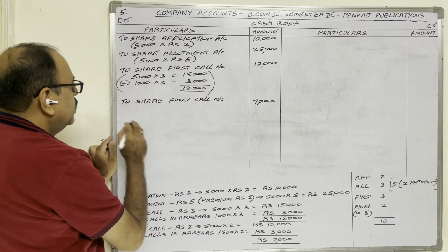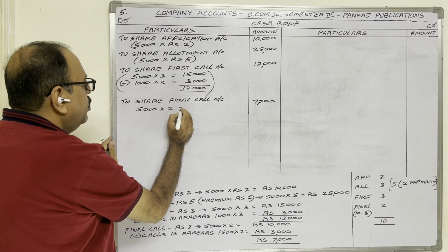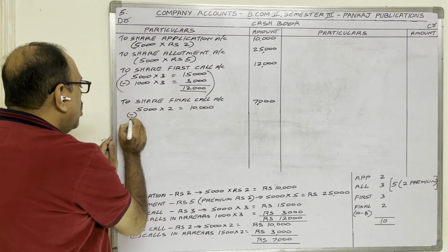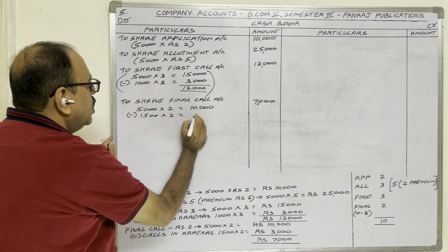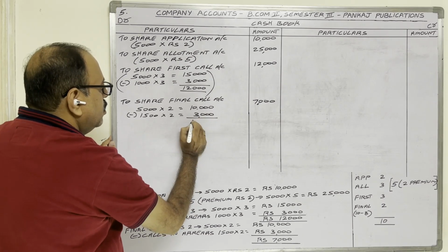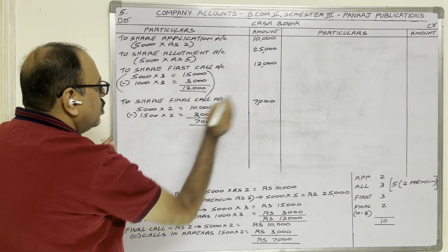Show this calculation here. On 5,000 shares at the rate of 2 rupees each, 10,000 should come. But on 1,500 shares, final call money is not coming. 3,000 is call in arrears. Then finally 7,000 rupees came. That 7,000 in the outer column.